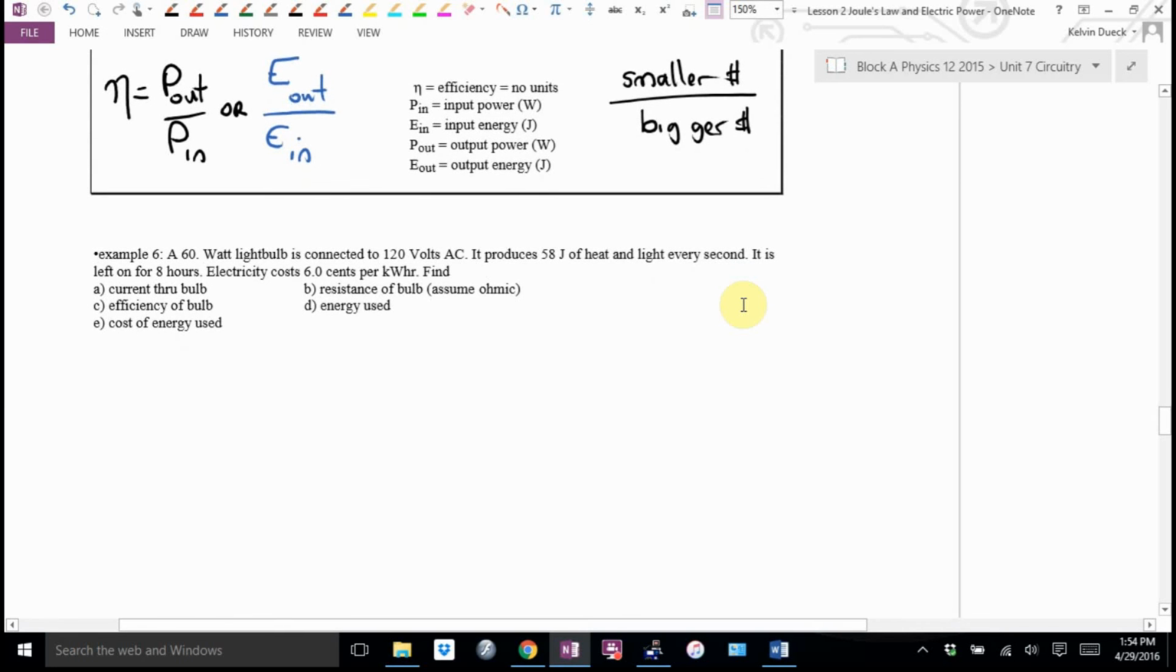So let's put this all together. A 60-watt light bulb is connected to 120 volts AC, alternating current. It produces 58 joules of light and heat every second. It's left on for 8 hours. Electricity costs 6 cents per kilowatt hour. Find, Clay, what does part A want me to find?